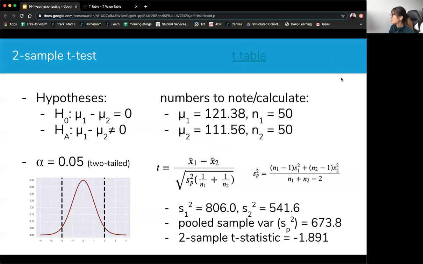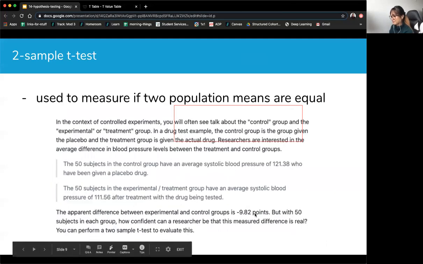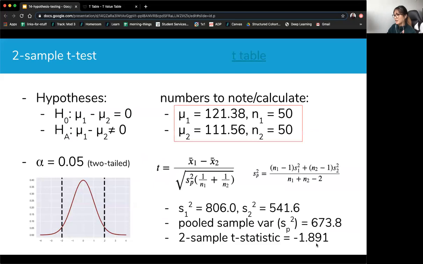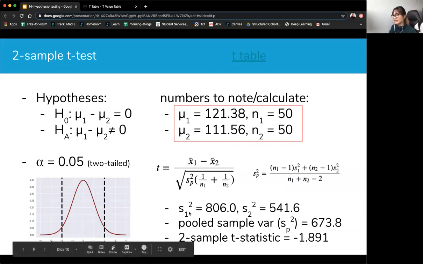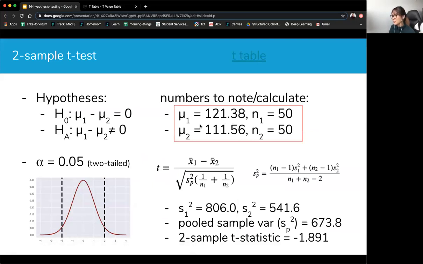Right over here, this is the information that I took from the setup of the question. And I actually think that in the setup of the question in your labs, they give you the 50 blood pressure numbers, so because of that, you can also calculate the sample standard deviation. So these are numbers that we have. We have these means, we have these numbers of people in the sample. And then you basically have to use these formulas.